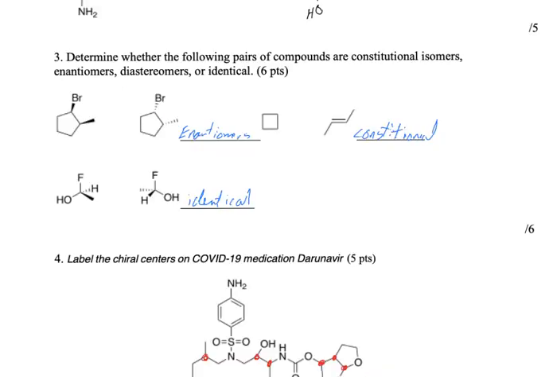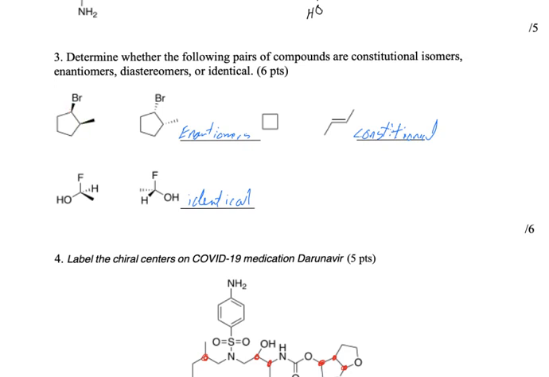So number 3, we're going to try to determine the following: what these pairs of things are to each other. Are they constitutional isomers, enantiomers, diastereomers, or are they identical? So you've got to know the definitions of these things too and look at them. So enantiomers and diastereomers all have chiral centers, right? And diastereomers have to have at least 2. So this one, of course, chiral centers are asymmetric centers: sp3 hybridized, bonded to 4 different things.